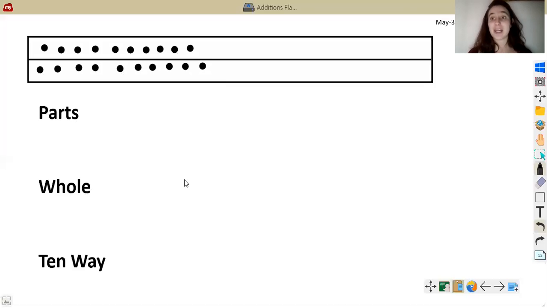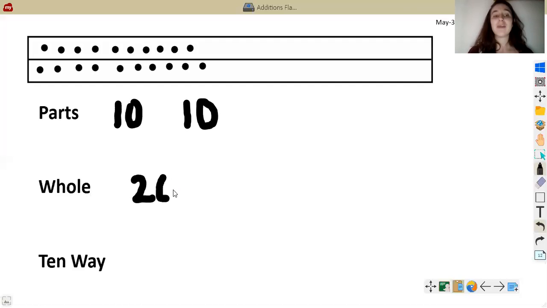All right, scholars, now that you guys wrote your 2 parts and your whole, go ahead and check your work. So our 2 parts are 10, 10, and our whole is 20. And I remember 20 because I was thinking back to the Rekenrek, and I know that on the first row there were 10 beads, and on the second row there were 10 beads, and that equaled 20. So I know quickly in my brain that 10 plus 10 equals 20.